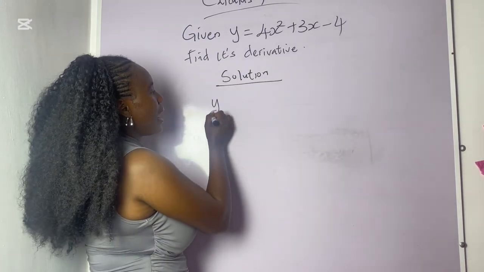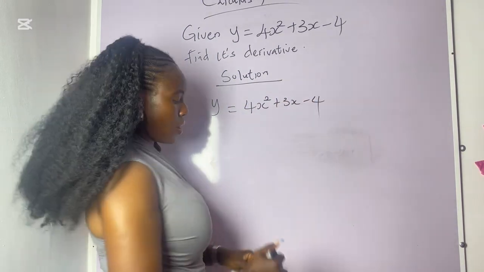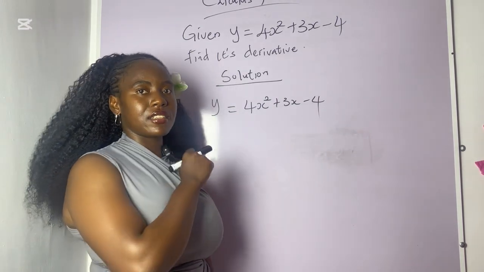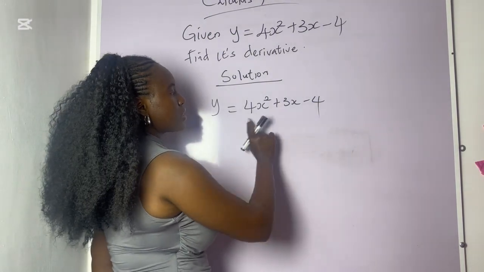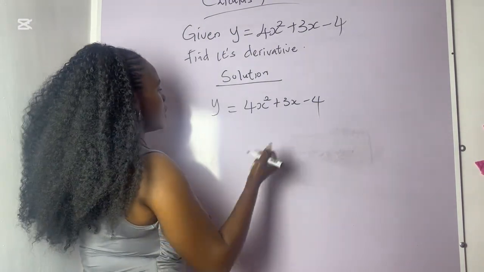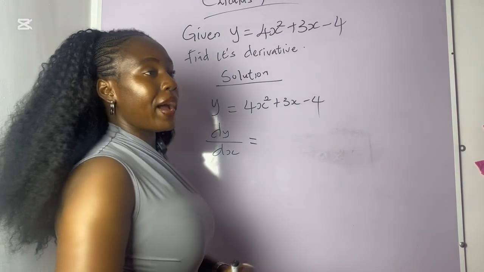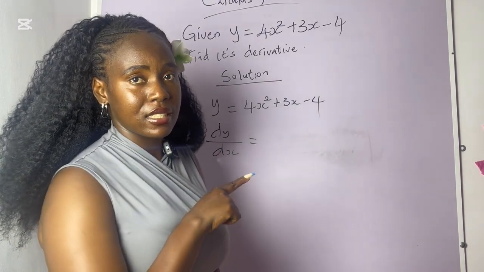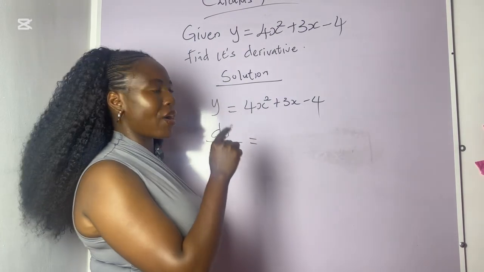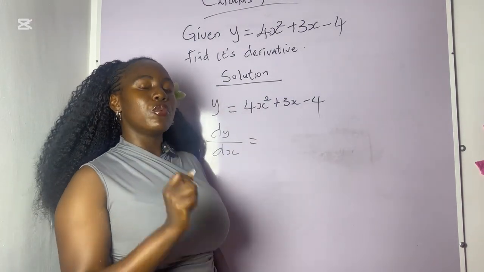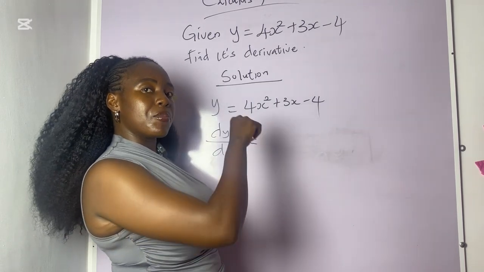Solution. The question says y is equal to 4x squared plus 3x minus 4. How do we find this derivative? Very, very simple. We're going to differentiate y with respect to x because the variable here is x. So we have dy with respect to x equals, and we're going to use what's called the power rule for this. Remember the power rule: the power of the variable comes down, multiplies the coefficient of the variable, then you subtract 1 from the power of the variable.